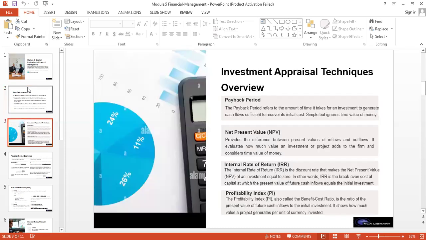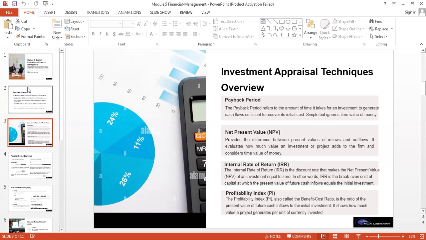And as an overview, I talked about investment appraisal having a number of techniques, and for this study, I said we'll be looking into four. The payback period is the amount of time it takes for an investment to generate cash flow sufficient to recover its initial cost. So if there is a particular initial cost to be invested in a project, how much time will it take for the initial cost to be recouped, before it begins to result in profit for the investor.